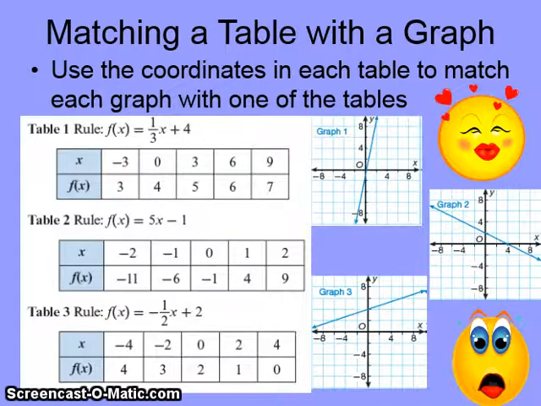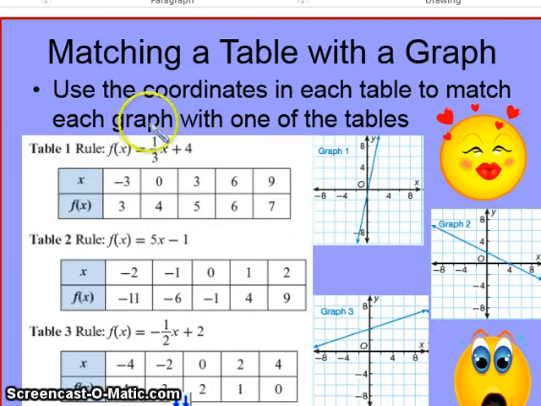Alright, so in this example, we want to match a table with a graph. Again, stuff you need to write down in your notebook. We're going to use the coordinates in each table to match each graph with one of the tables. Alright, so on this side we're given the function, and we want to match this table with one of these three graphs. So first let's look at table 1. Here's the function. F of x equals 1/3 x plus 4. That's how they got these numbers.